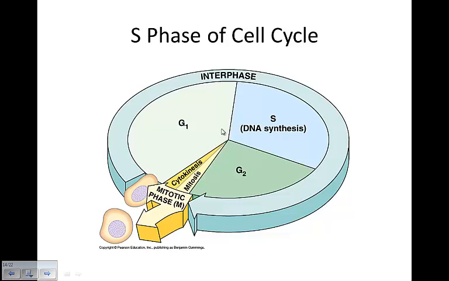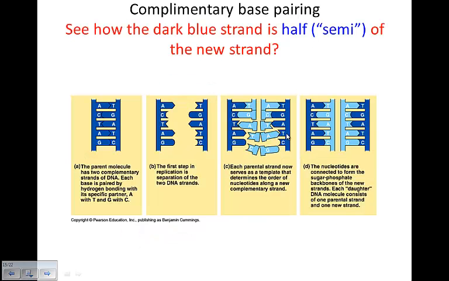Now, this process occurs in what's called the S phase of the cell cycle. We haven't studied the cell cycle yet. That's coming up. But just know that S is for synthesis. That means to make. So we're making DNA during this phase. All right? Now, this process of making the DNA is what's called complementary base pairing.